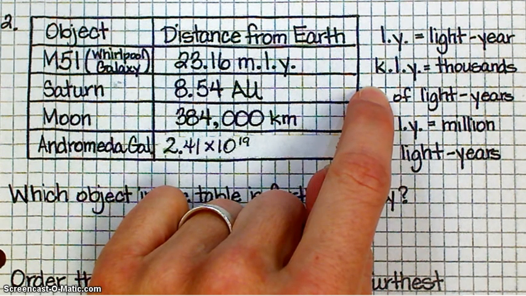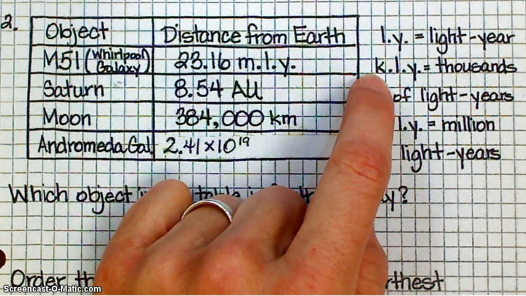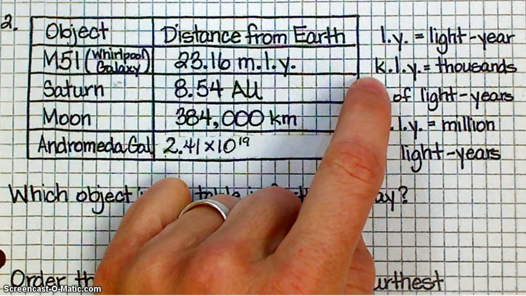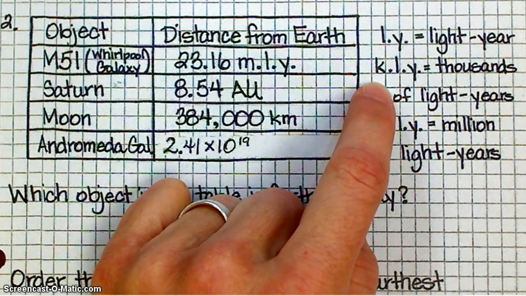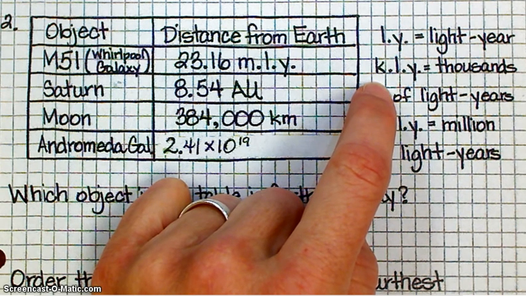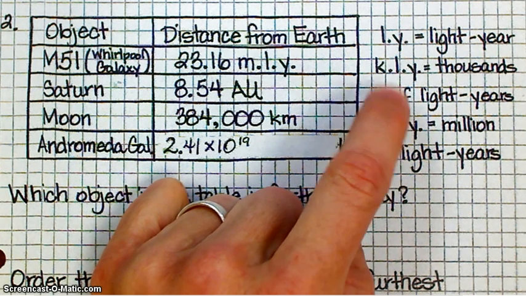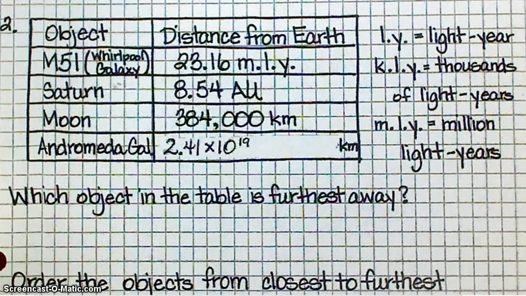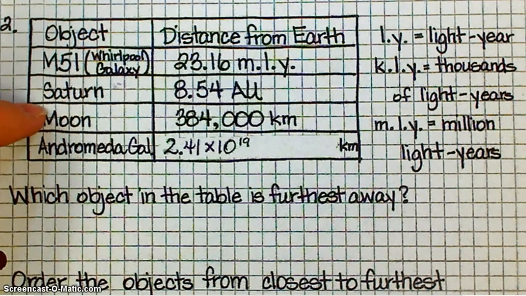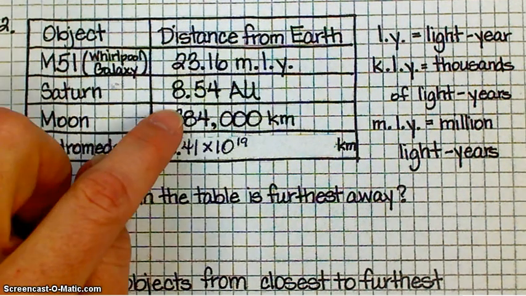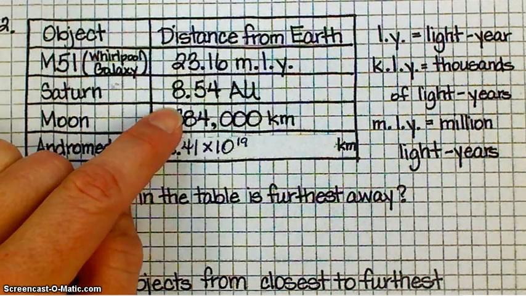KLY stands for thousands of light years. K meaning kilo. Kilo is 1,000. If you ever see that. And as you guys do your My Favorite Universe project, you might see some of those abbreviations. All right, then Saturn is given as 8.54 AU.